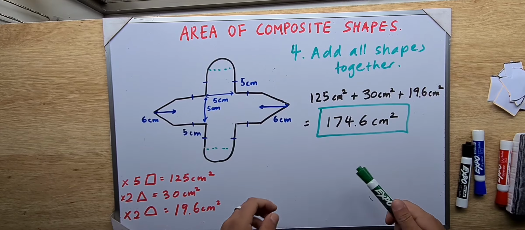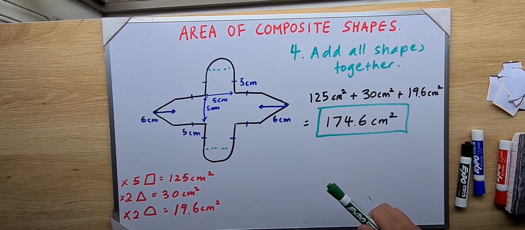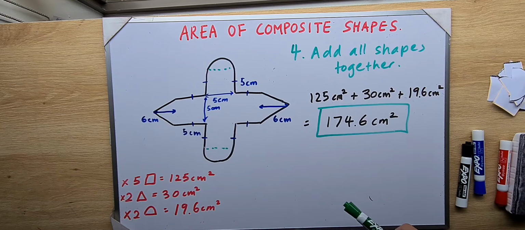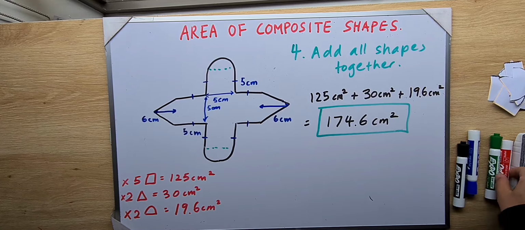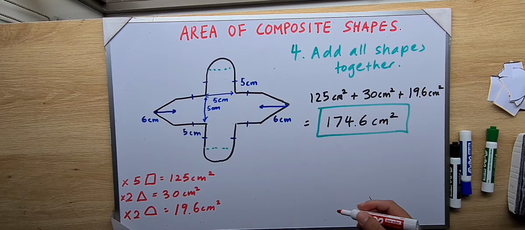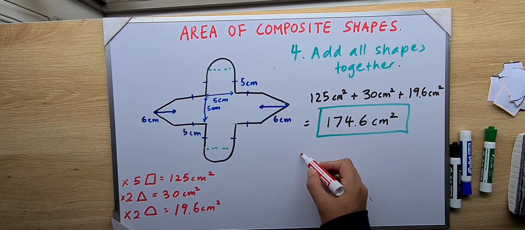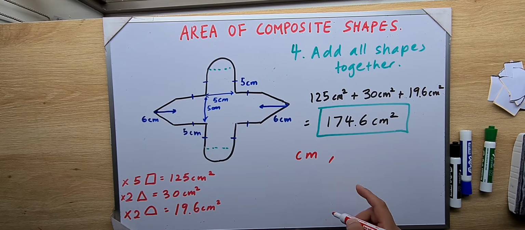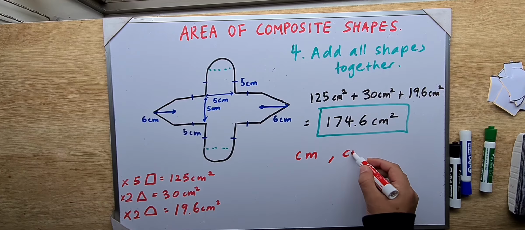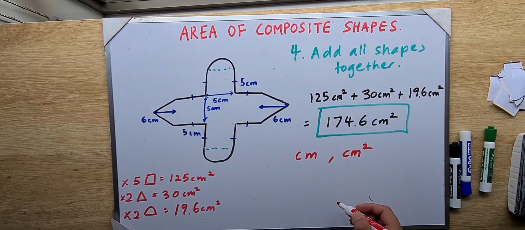Whenever you're trying to solve these in your quiz, never forget to write the proper unit. So remember, our units for distance, lengths, widths, these kinds of things is always centimeters, but our unit for areas is always centimeters squared.